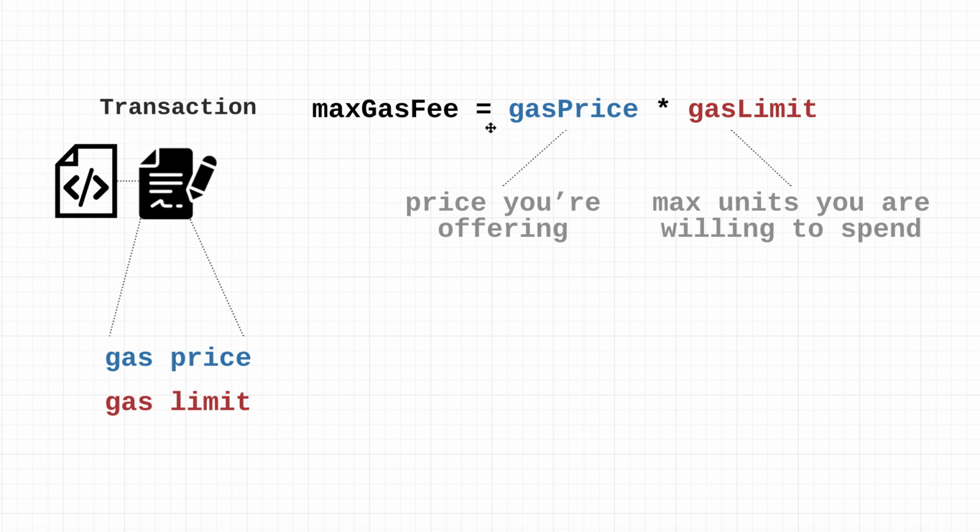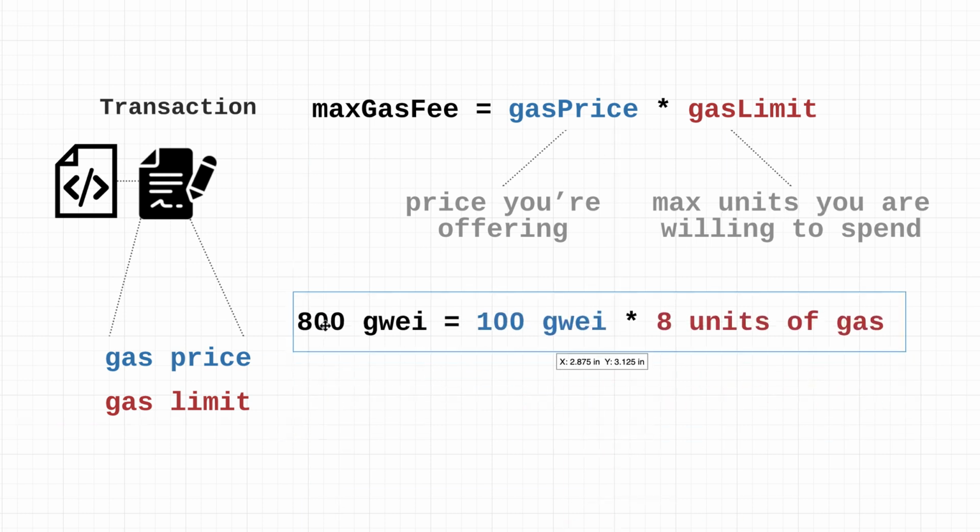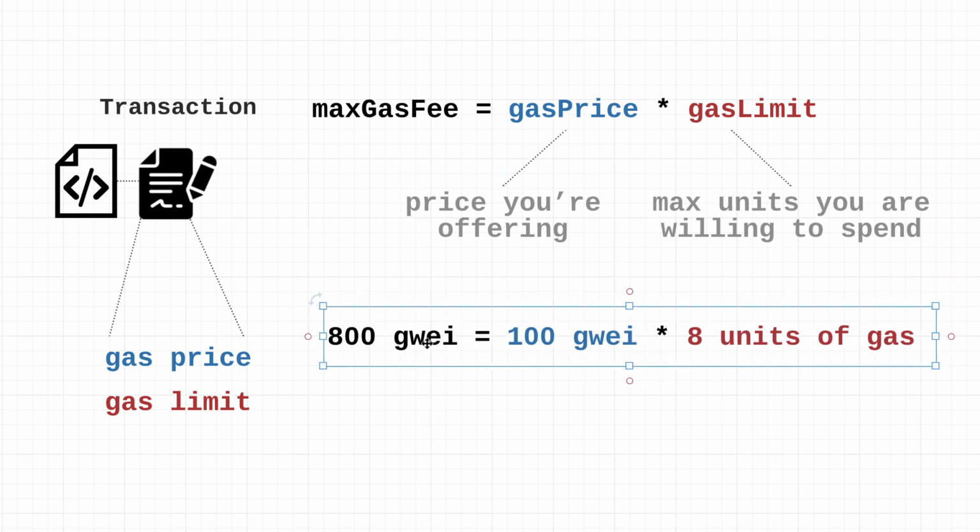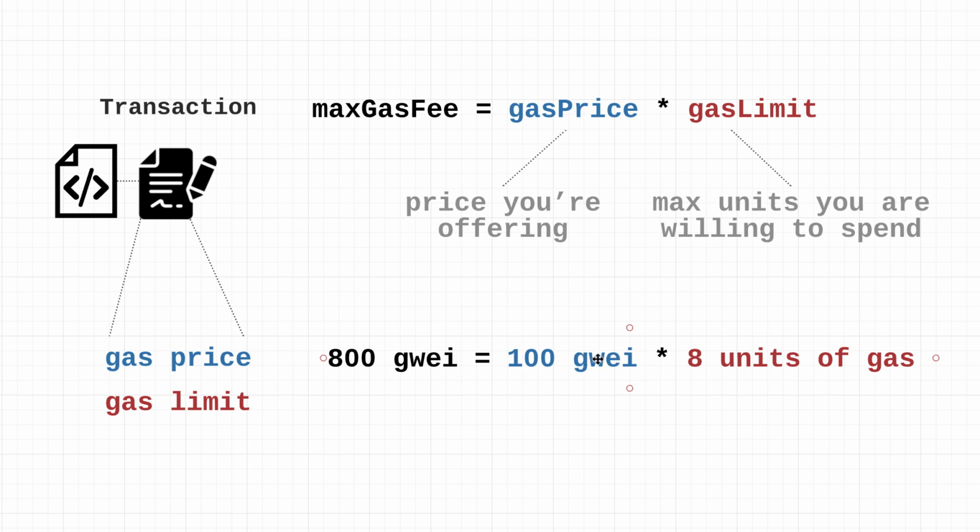So the max gas fee, in other words, the maximum amount you're willing to pay for the entire transaction, is equal to the price of gas. Again, this is something that you specified. How much do you think is needed to more or less convince that gas station operator? And then the gas limit is how many of these gas units you're willing to spend. So just to hammer this down, we will say that if you set a gas price of 100 Gwei and you specified a gas limit of 8 units of gas, then this would equal a maximum gas fee of 800 Gwei.